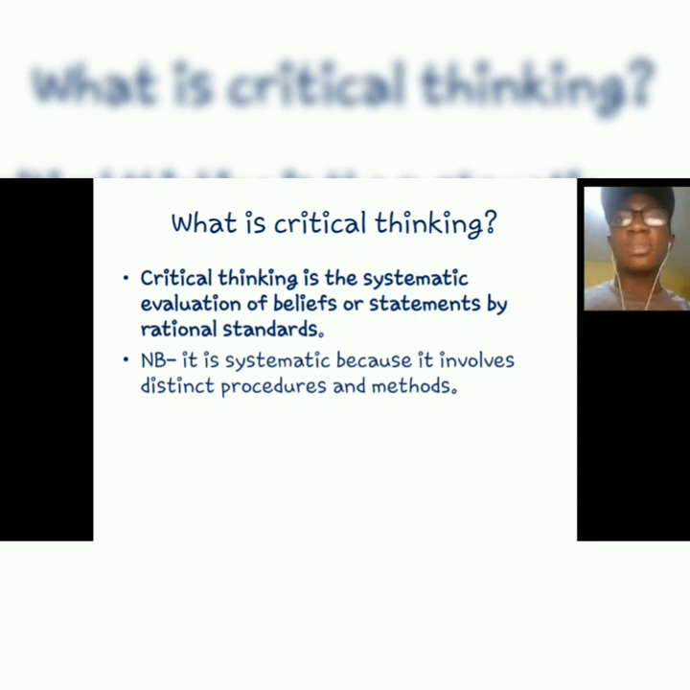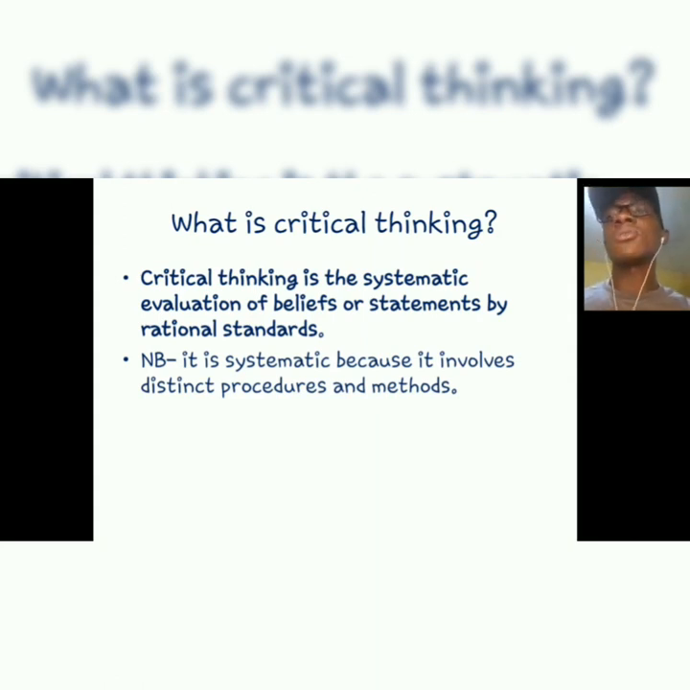So in simple terms, critical thinking means that the things you believe in, what are the reasons why you believe in those things? You believe that when you whistle at night, your mother will die. What are the reasons why you believe what you believe is right? That is why critical thinking is a systematic evaluation of beliefs or statements by not just any standards, but rational standards.